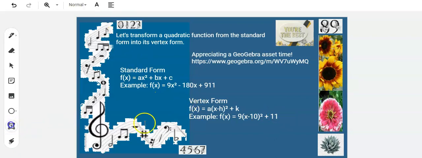So, the vertex of a certain parabola or quadratic function is being denoted by V(h, k). So again, the vertex is a point.